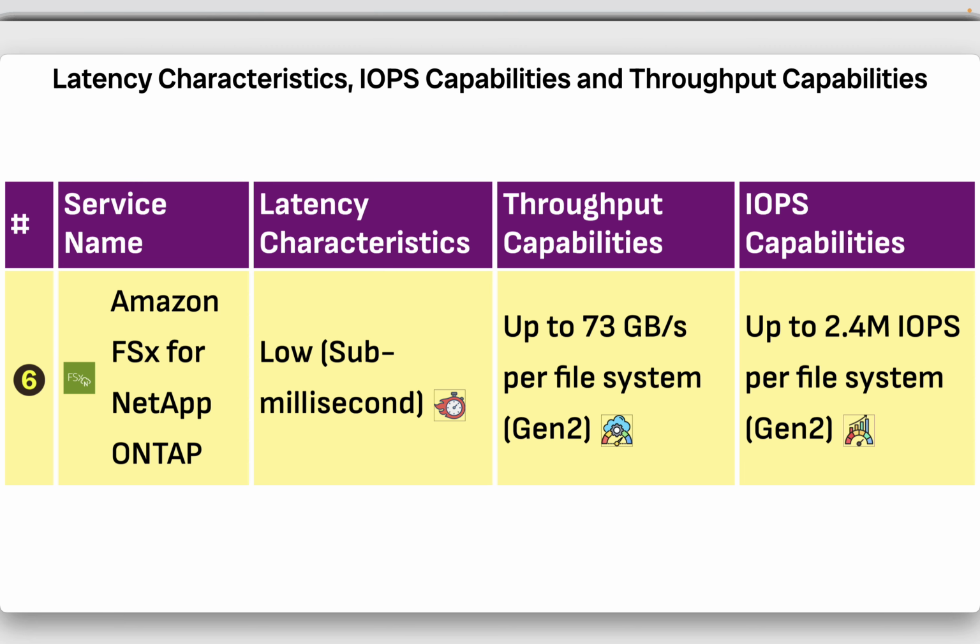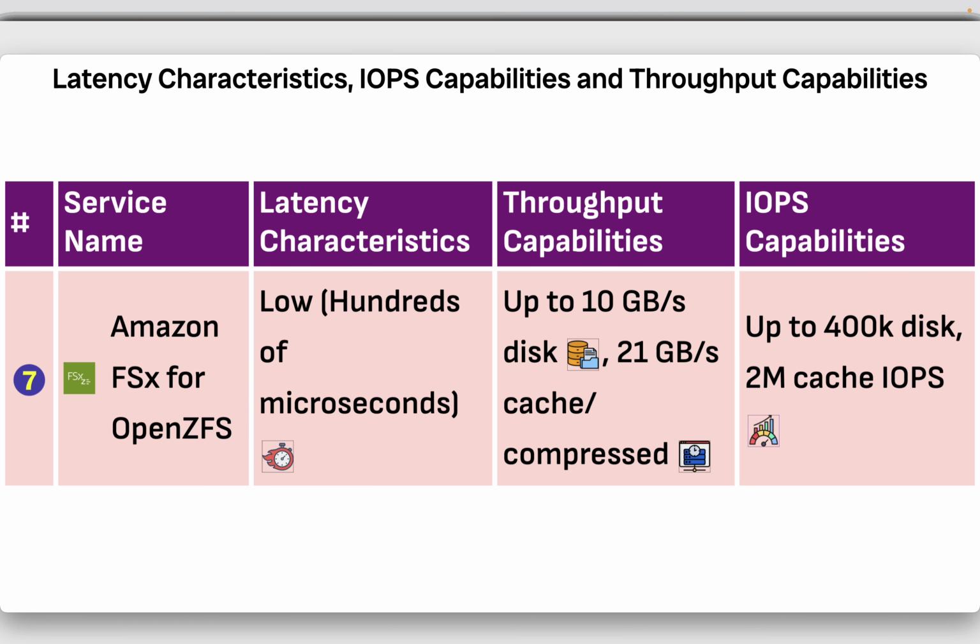Next, Amazon FSx for NetApp ONTAP. Latency is low, sub millisecond. Throughput up to 73 GB per second per file system for Gen 2, and IOPS up to 2.4 million IOPS per file system. Amazon FSx for OpenZFS. Latency is low, hundreds of microseconds. Throughput up to 10 GB per second, and 21 GB per second for cache or the compressed type. IOPS up to 400,000 for the disk and 2 million cache IOPS.